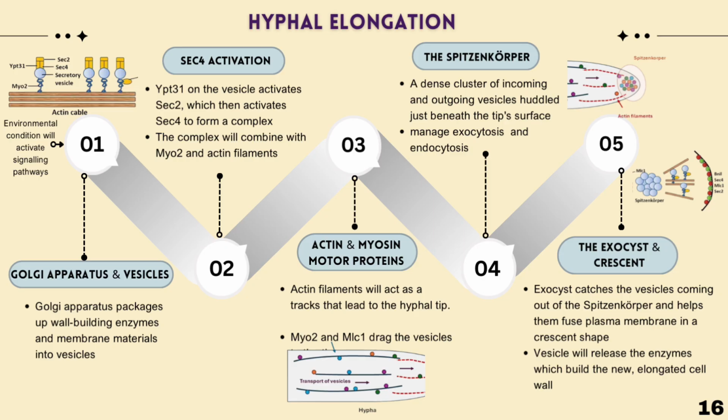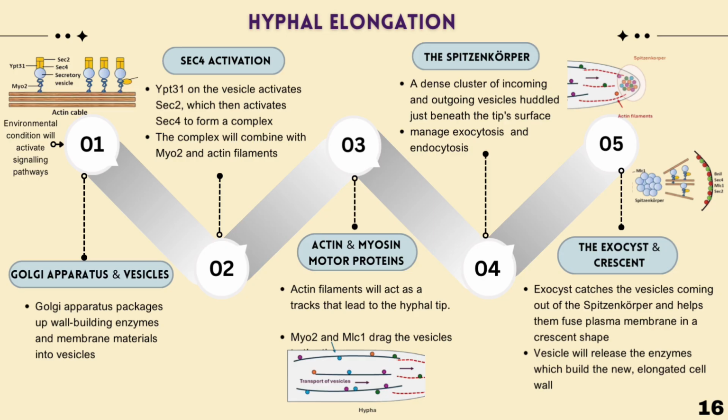Once the vesicle is tagged with the activated SEC4, we move to step 3, which is actin and myosin motor protein. Fungal cells cannot rely on simple diffusion, so they use a dedicated track called actin filament that is stretched straight to the hyphal tip. Myosin motor proteins, specifically MYO2 and MYC1, will drag the SEC4-tagged vesicle forward. They act as a transporter to move the vesicle to the hyphal tip.